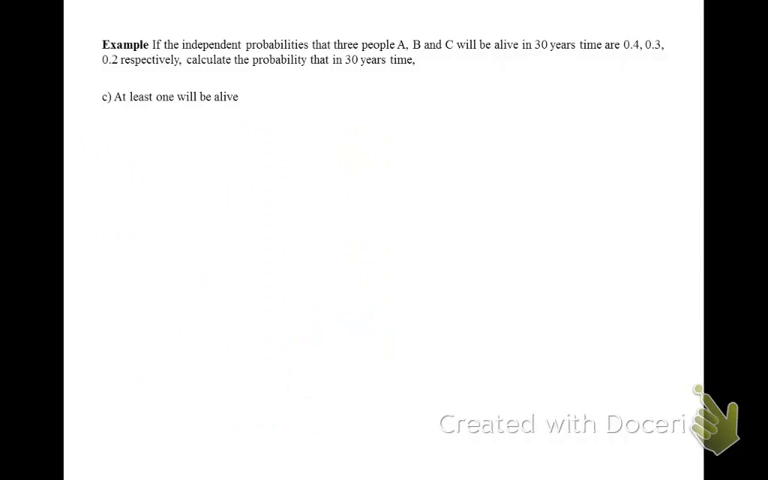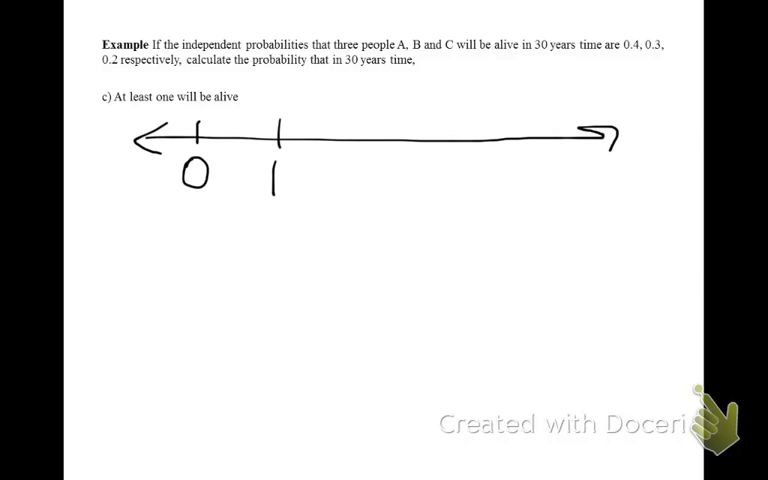To find the probability that at least one person will be alive, let's look at a number line. The potential outcomes are that no one is alive, all three people died. Or one person lived and two people died. Or two people lived and one person died, or all three people live. This is our sample space. So if I'm finding the probability at least one is alive, that means one person could have lived, or two people, or three people. Now, finding the probability that one person lives is what we did on part B, and I think we all can agree that was a lot of work, and we don't want to have to repeat that for 2 and 3.